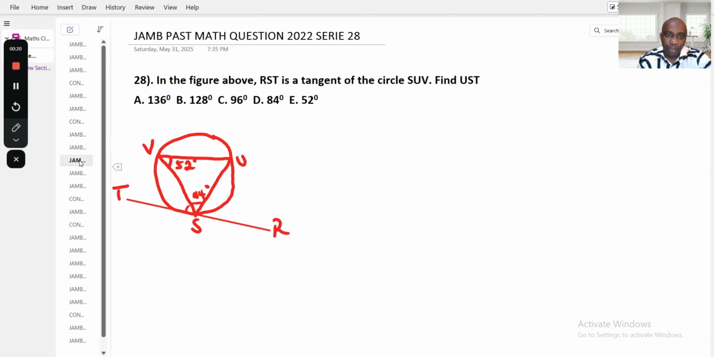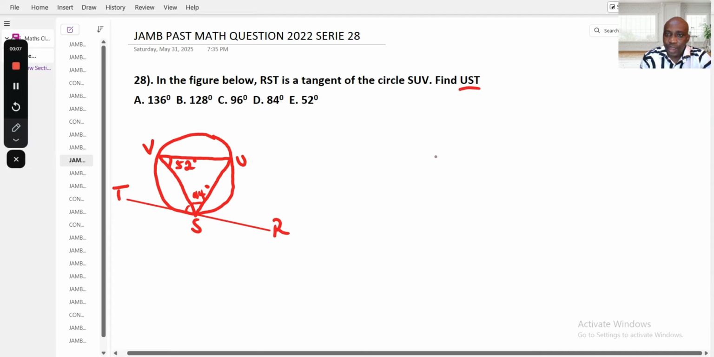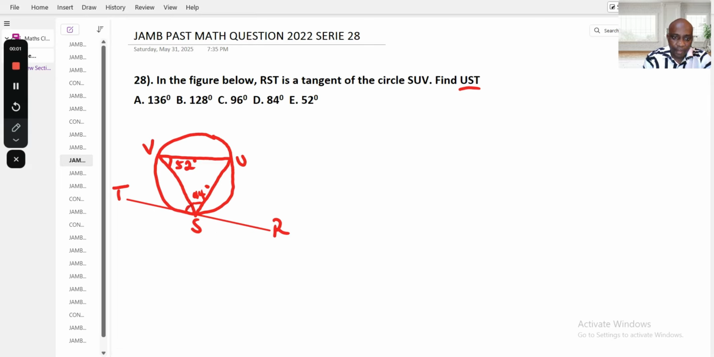In the figure below, RST is a tangent of the circle XUV. Find UXT. We are trying to look for the angle here, the total. Therefore, we are going to look for the UST. Therefore, the total of the angle here, both 44 and this one. What is missing here? Alternate angle. Here, if this angle is 52, this angle will also be 52.